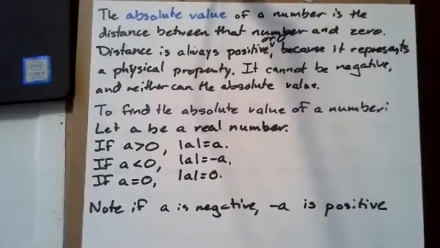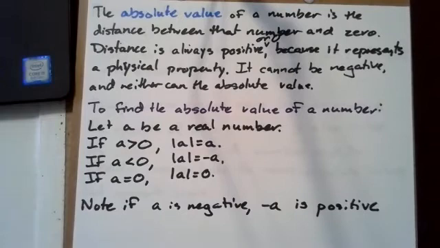The absolute value of a number is the distance between that number and 0. Distance is always positive, or 0, because it represents a physical property. It cannot be negative, and neither can the absolute value. To find the absolute value of a number, let A be a real number. If A is greater than 0, the absolute value of A is A. If A is less than 0, the absolute value of A is -A. And if A is equal to 0, the absolute value of A is also 0. Note that if A is negative, -A is positive. A double negative in math means a positive.